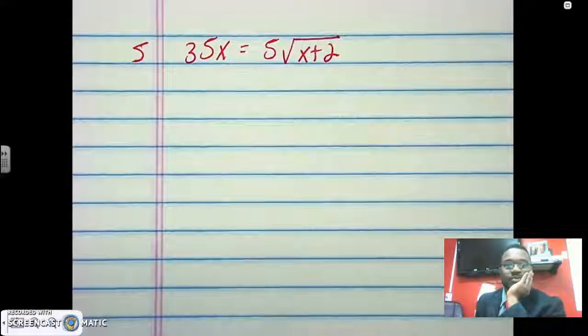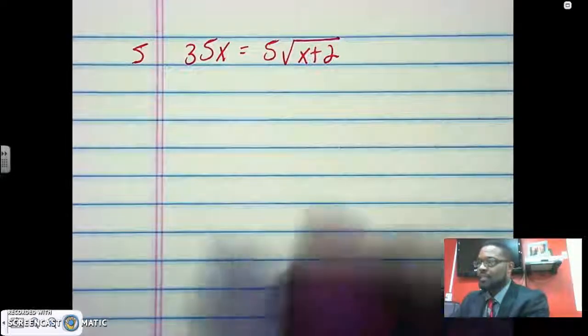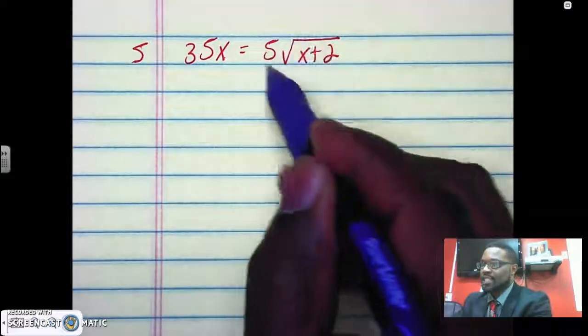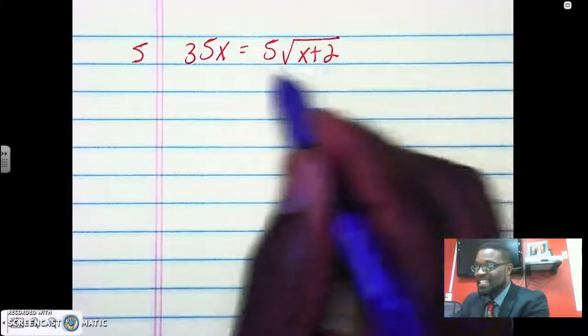Alright, the next problem is number 5 here. And remember, the first objective, if you look at those steps, hopefully you wrote them down, is to make sure your radical is isolated, meaning there can't be anything added, subtracted, multiplied, or divided to your radical. So therefore, this 5 is right next to the radical.